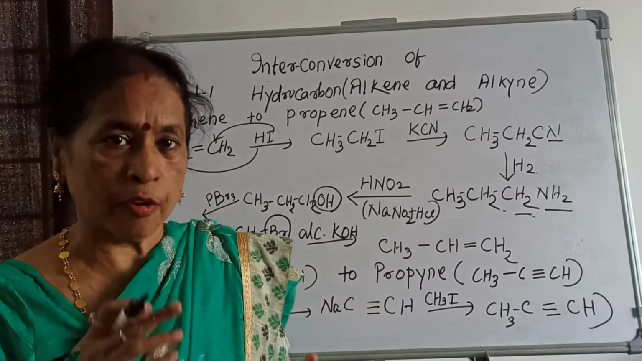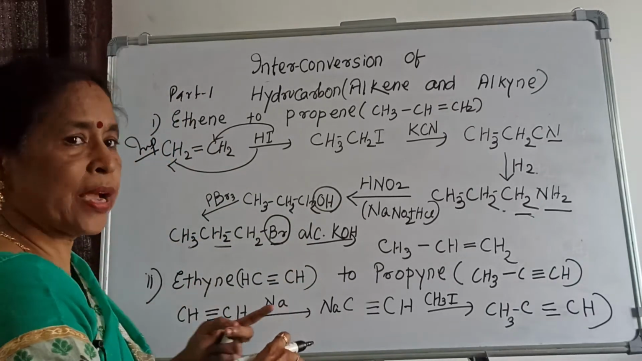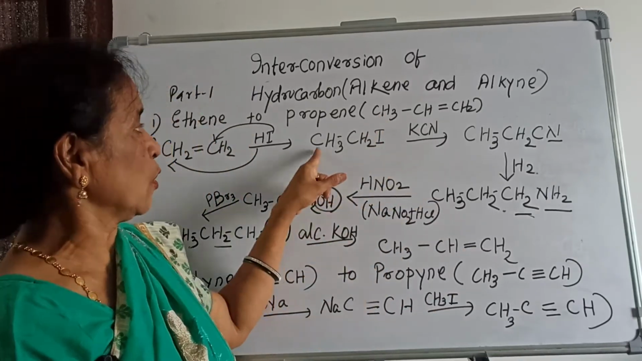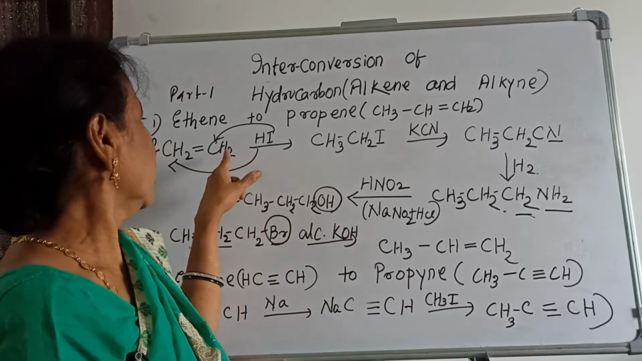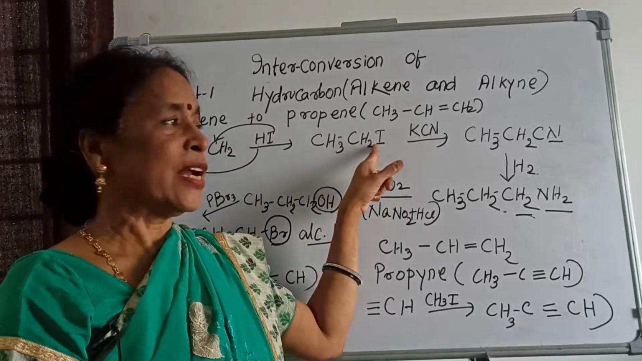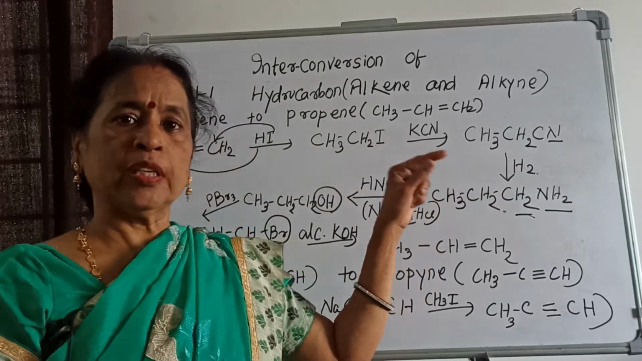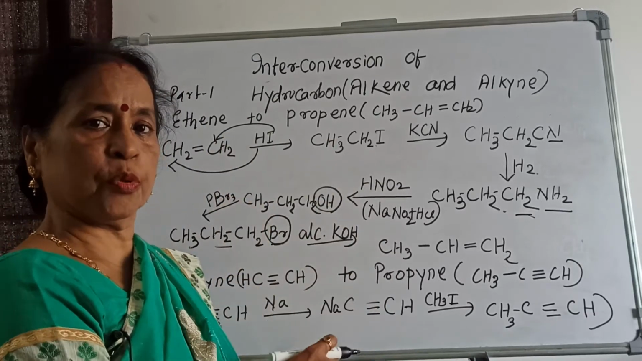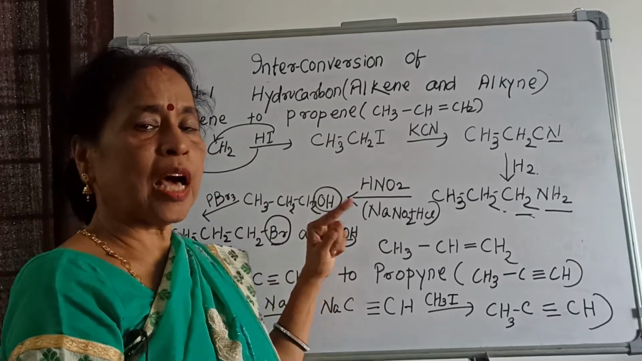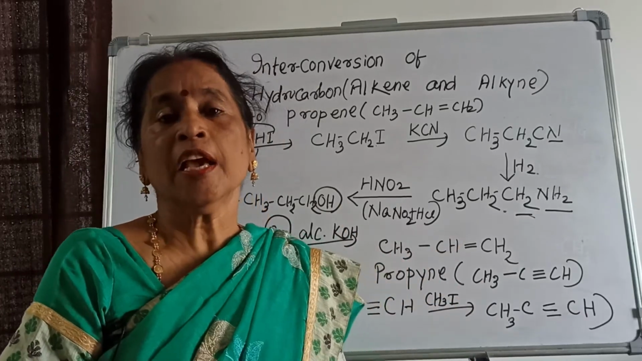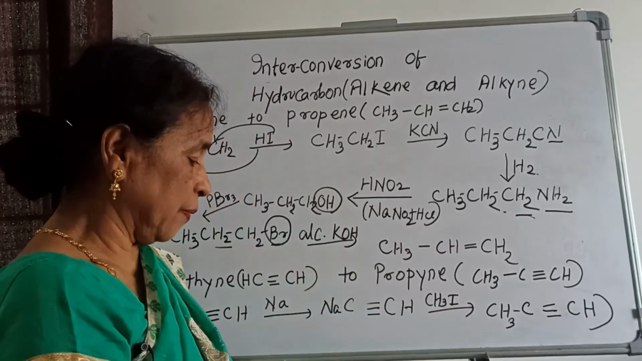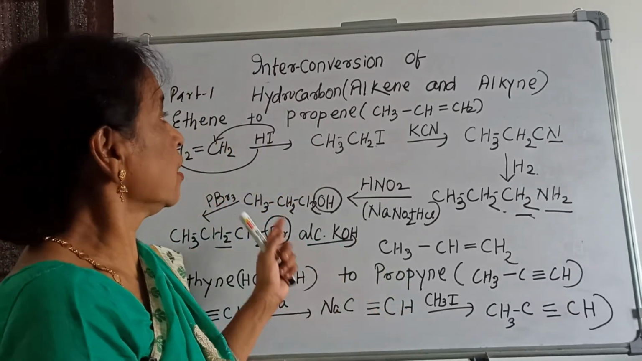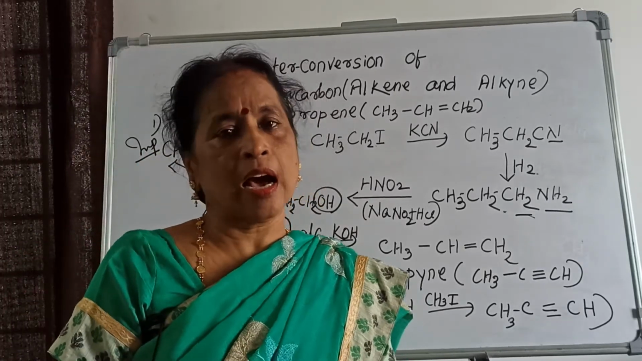Ethene to propene, 1 carbon increases; ethyne to propyne, 1 carbon increases; but one is an alkene and the other is an alkyne. And here so many reactions are involved: alkene with HI, iodide with Caesian, Caesian with cyanide with hydrogen, HNO2, alcohol, alcohol with bromine, bromoalkane with alcoholic KOH, alkene. This is the main important reaction of alkene. I hope it is clear. Next we will see other conversions where alkenes and alkynes are involved.